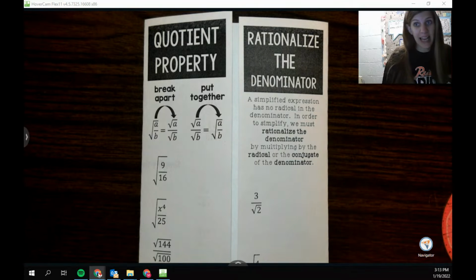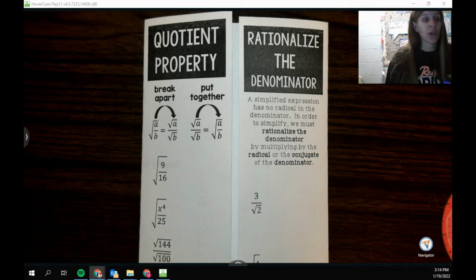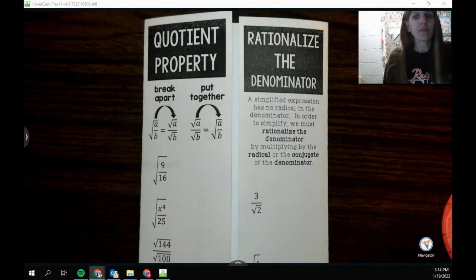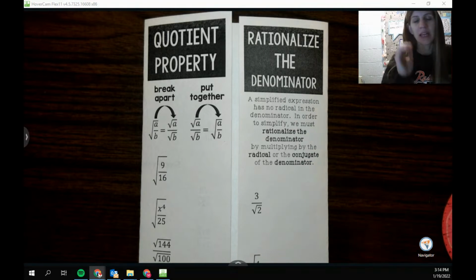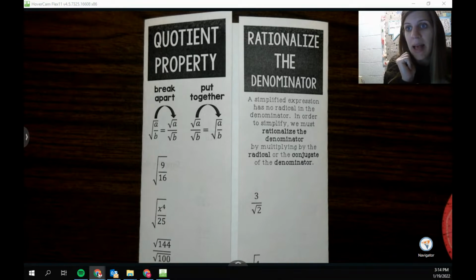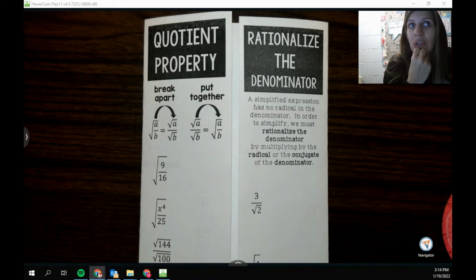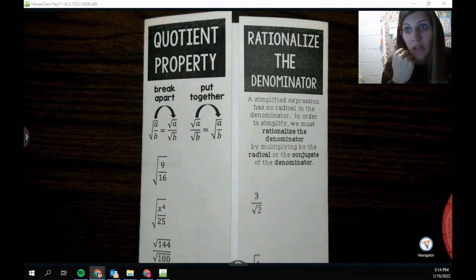For whatever reason, mathematicians don't like for roots to be in the denominator. They think it's not proper. They think it looks bad. They're just like, we're not going to do it. Okay. So to prevent roots from being in the denominator, we come up with this process called rationalizing the denominator so that we no longer have roots down there.